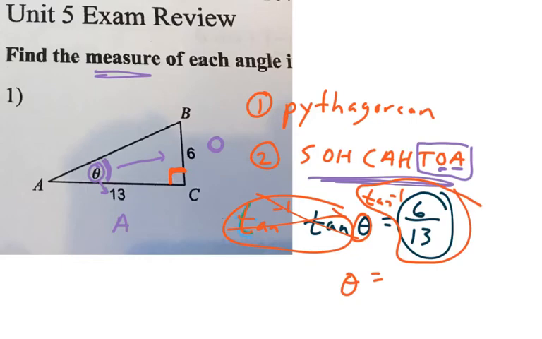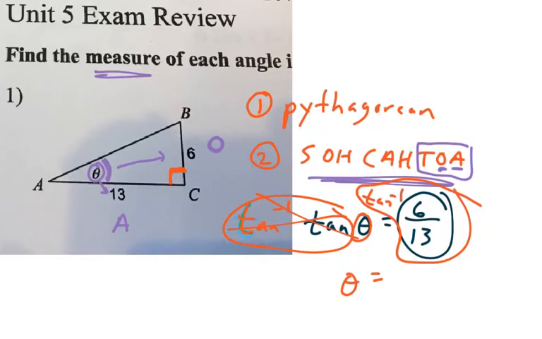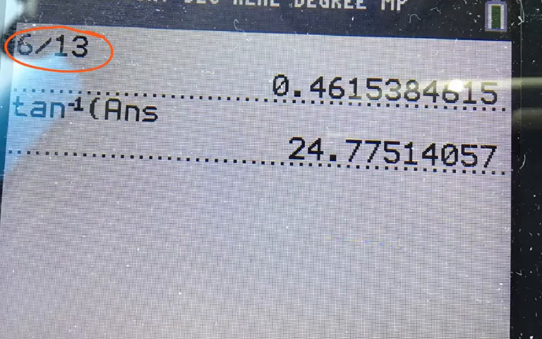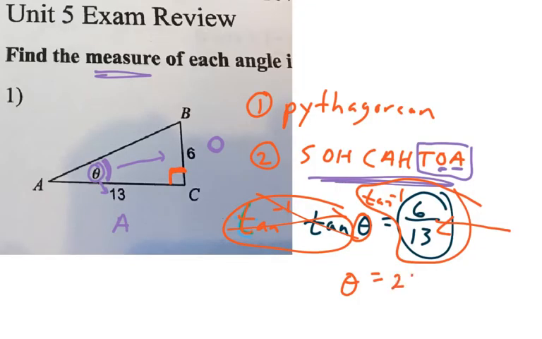And so I have it done on the calculator here. Notice I did 6 over 13. That's what that is right there, right? Opposite over the adjacent. We know that that's the tangent. So I did the tangent inverse on that 6 over 13 answer right there. And here is my result, 24.77. So we know theta is 24.77 degrees. If we round off to the nearest degree, that would be 25 degrees. Okay? Pause the video if you need to.